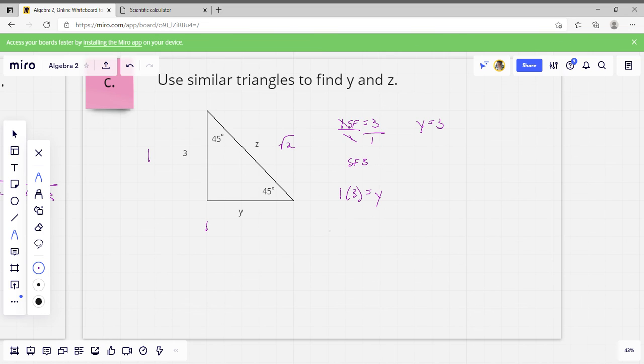Z would be z equals 3 times square root of 2. So here's our square root of 2 times our scale factor, which is 3. All we did was multiply by 3. So z is equal to 3 times the square root of 2. And there's the answer to those.